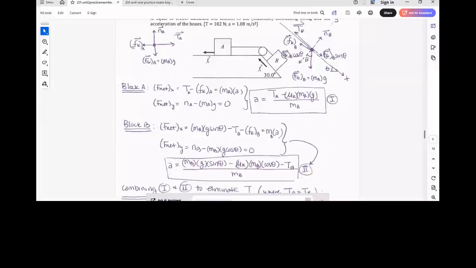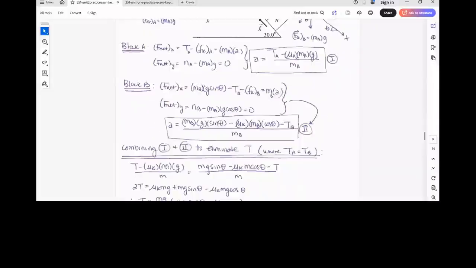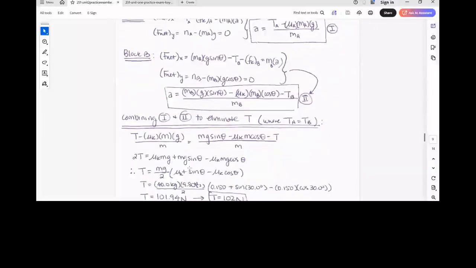I solve this for a. It's the mass of block B times g sine theta minus mu_k times m_B cosine theta. And I think I lost track of a g in this step here, so I apologize for that. Minus T_B, all that over m_B. That's going to be the acceleration. So I can plug both of those in. I can set them equal to one another.